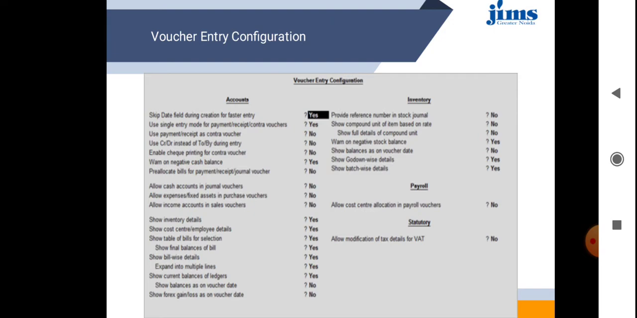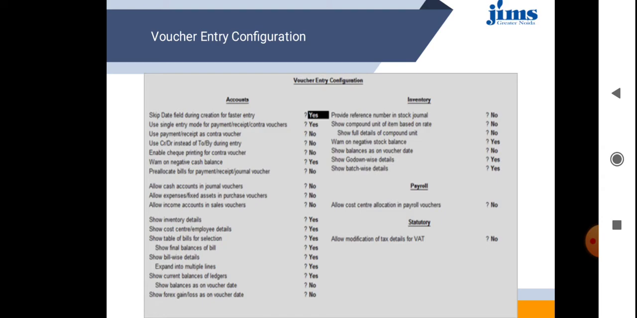Then allow income accounts in sales, no. Show inventory details, yes. Show cash cost center or employee details, yes. Show table of bills for selection, yes. Show final balances of bill, yes. Show bill wise details, yes. Expand into multiple lines, yes. Show current balance of ledgers, yes. Show balances as on voucher date is no. Show for forex gain or loss on voucher date, no.